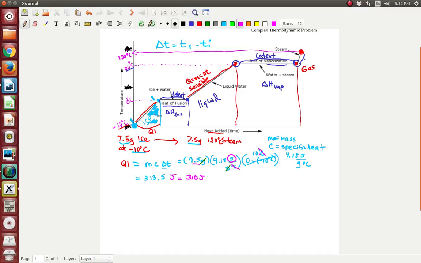Now what does that mean? It took 310 joules for it to go from a negative 10 to 0 degrees. From negative 10 to 0 degrees, I had to add in 310 joules of heat.